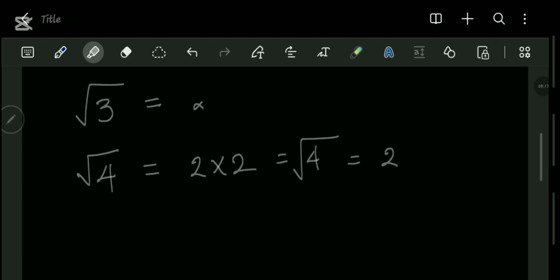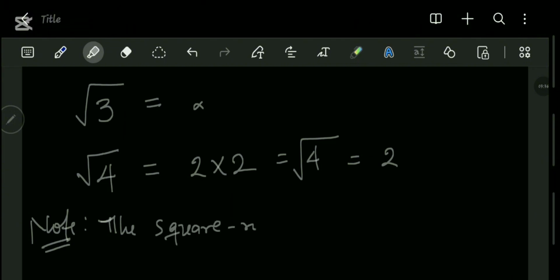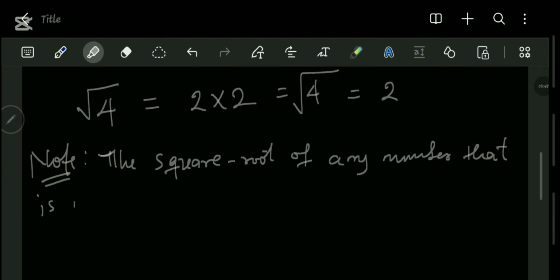So the concept behind surd is that the square root of any number that is not a perfect square is a surd. Do you understand the concept? Note that the square root of any number that is not a perfect square is considered a surd.